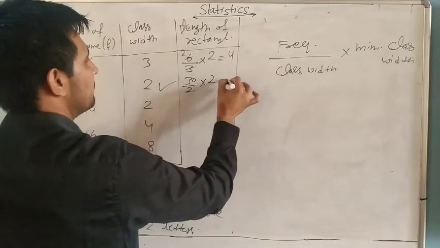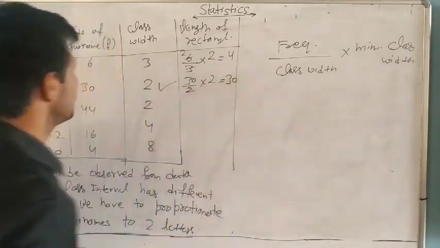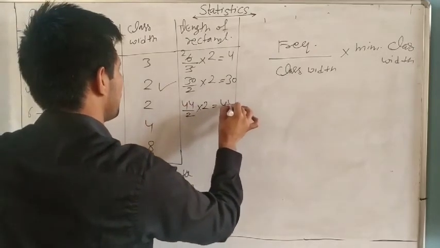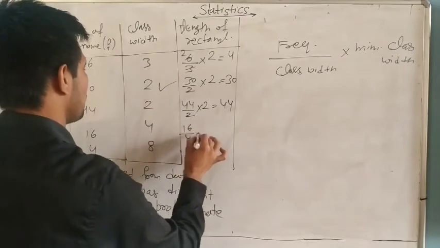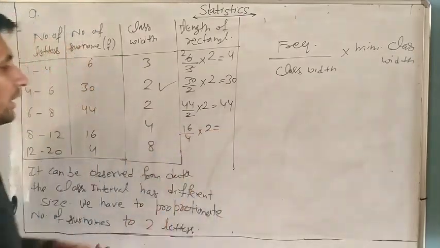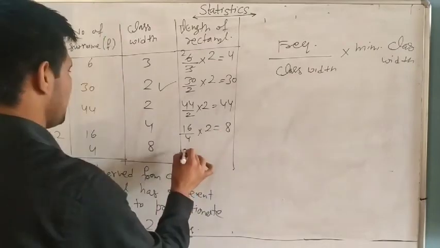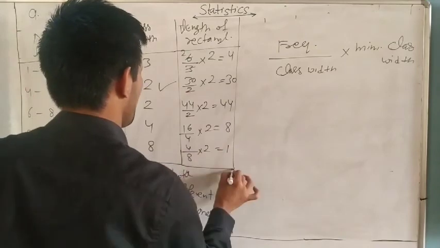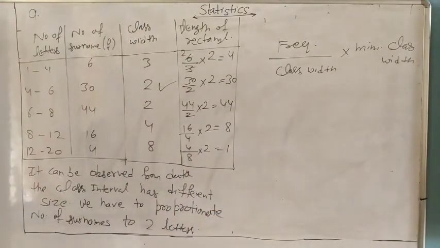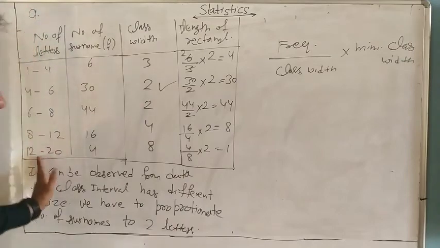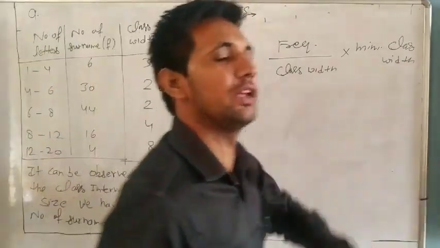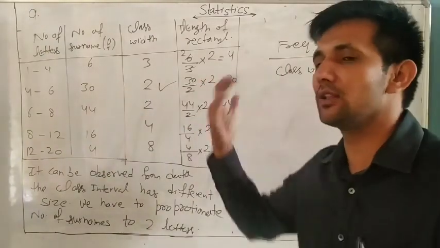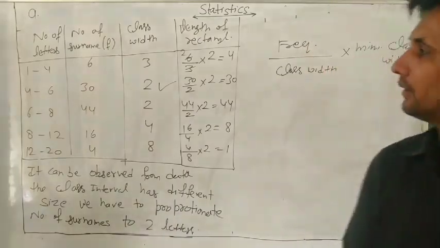Now 30 divided by 2 into 2 is 30. Frequency 44 divided by 4 into 2 is 22. Now 16 divided by 4 into 2 is 8. Now 4 divided by 8 into 2 is 1. Understand it? Now on one axis take number of letters, on the other the length of rectangle, and draw the graph. So it's finished. Understand how to make the proportionate length of rectangle? So thank you everyone. Have a nice day.